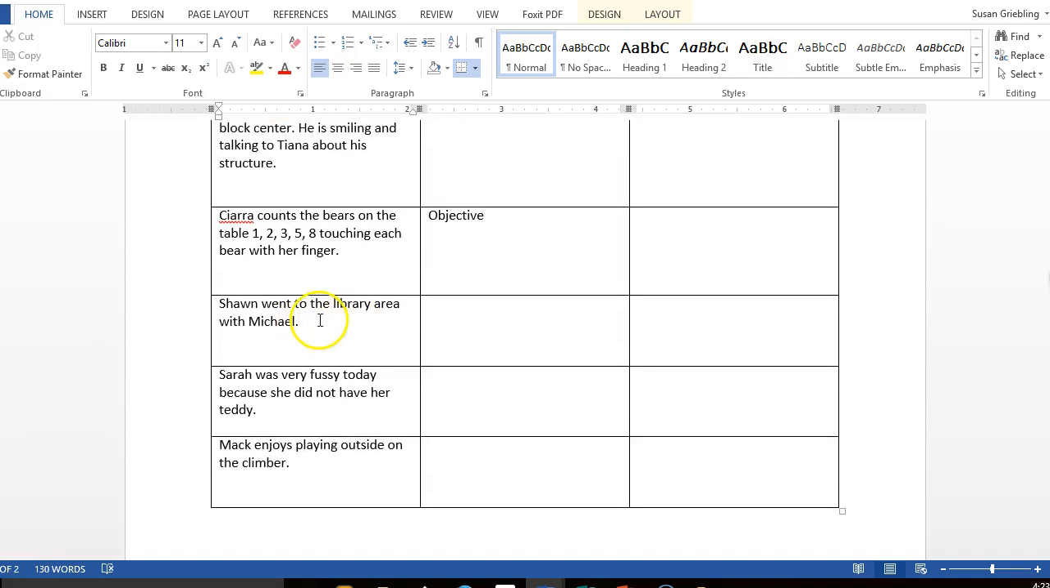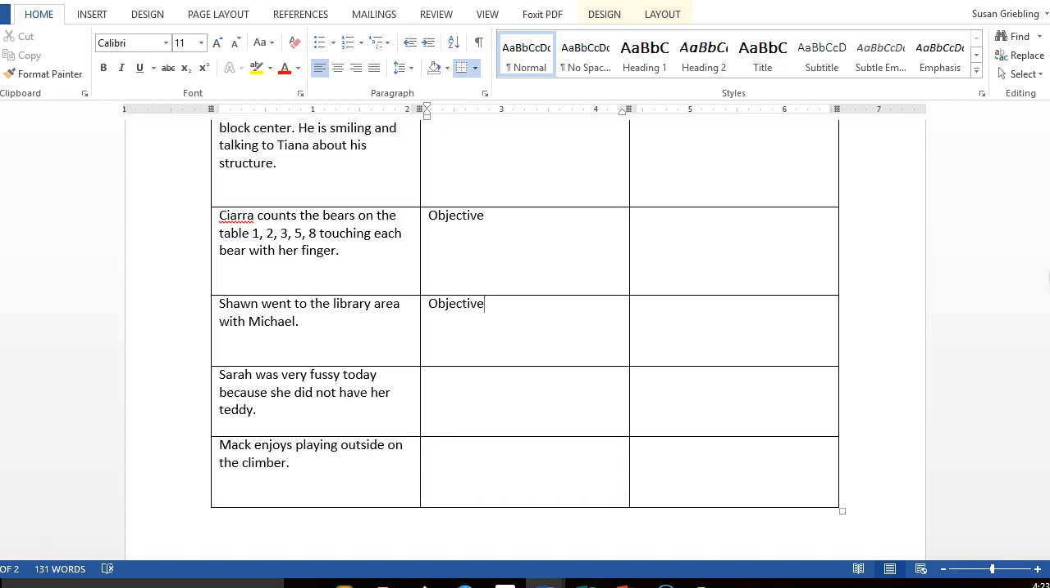This one says Sean went to the library area with Michael. What do you think? Is this objective or subjective? Okay, so what do you think? Sean went to the library area with Michael. That's pretty objective, isn't it? So let's say it's objective.